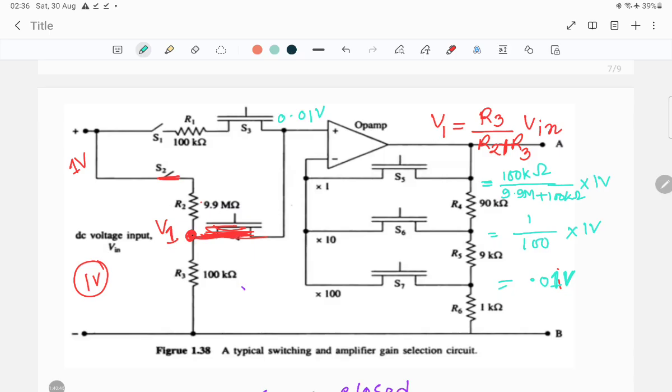So again, from 0.01 volt, you have to amplify this 0.01 volt to 1 volt. So definitely we have to select this 100 gain factor. Okay, so S7 will be shorted. Again this will become the RF and this will become the RI.